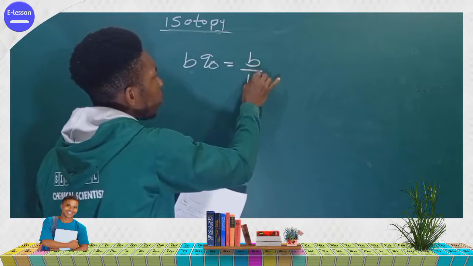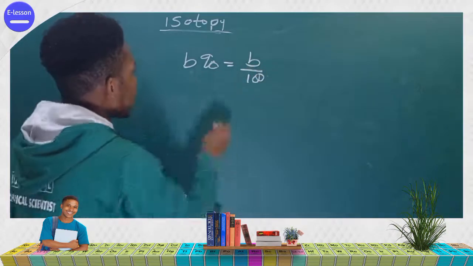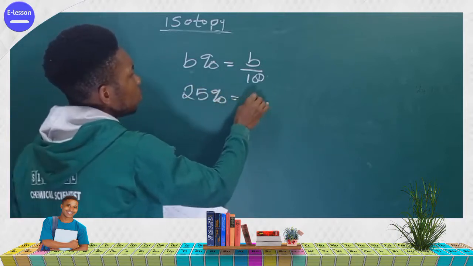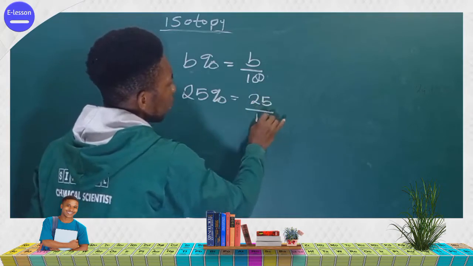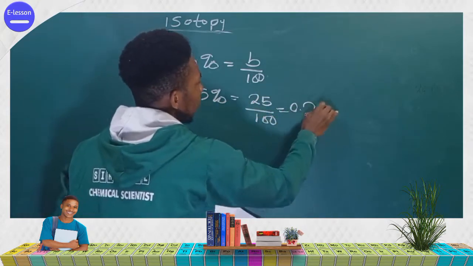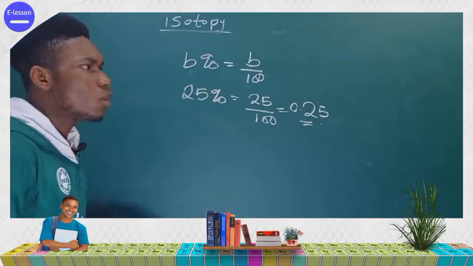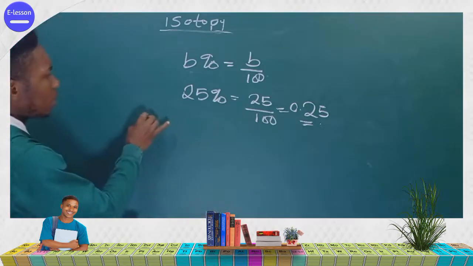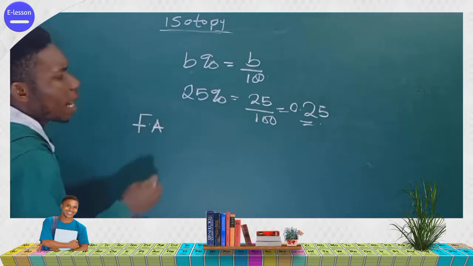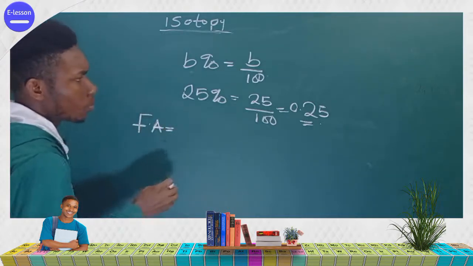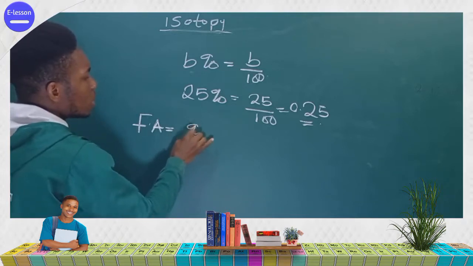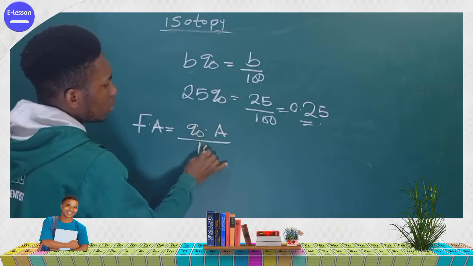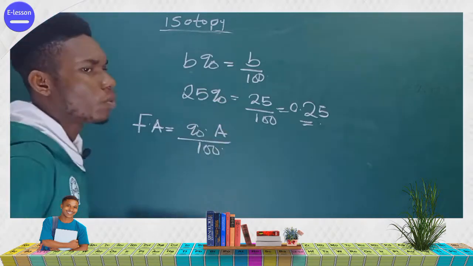B over what? 100, isn't it? Right? Yes. Now, if I give you 25% to convert to a fraction, it becomes 25 over 100, which equals 0.25 as the fraction, isn't it? So we can easily convert from percentage abundance to fractional abundance. So we say that the fractional abundance of the isotope is equal to the percentage abundance, let's say percentage A, all over 100. Fractional abundance equals percentage abundance over 100.